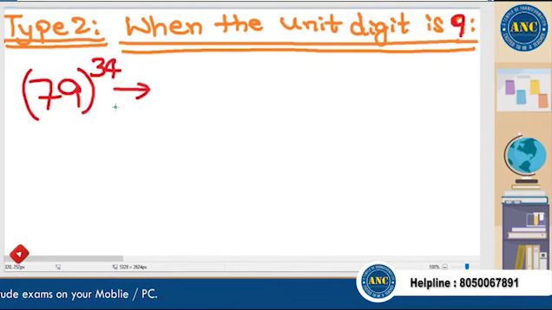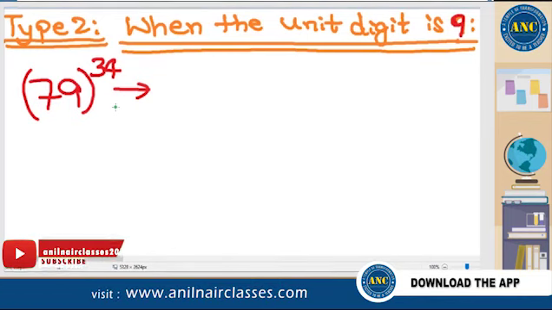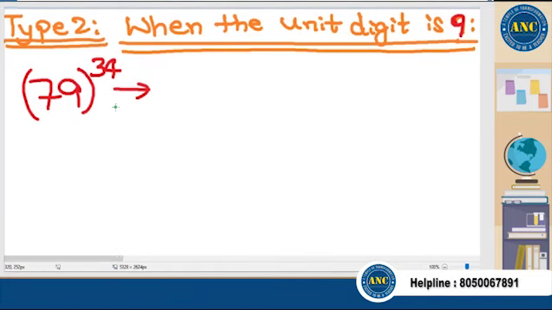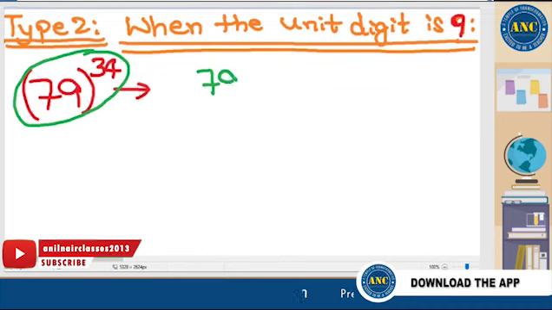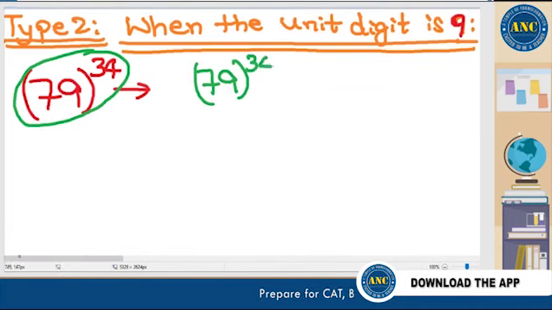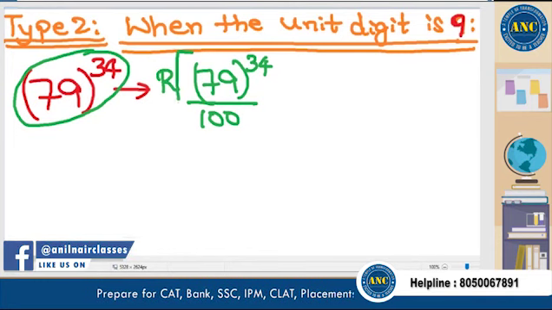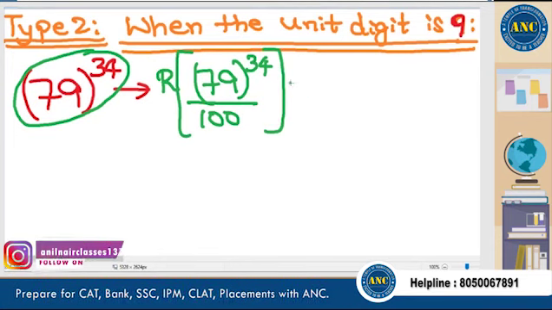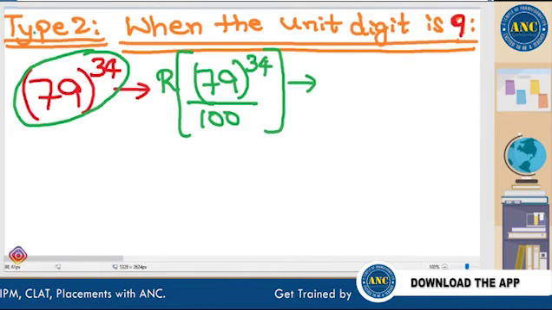I want to find the last two digits of 79 to the power of 34. Just 2 minutes before, I told you a statement. The last 2 digits of any number is nothing but: take that particular number, divide it by 100, and find the remainder. We discussed this not too long ago, right? Take that number, divide it by 100, find the remainder.